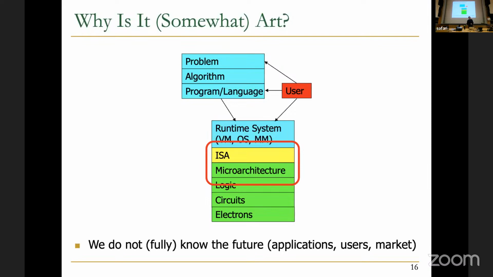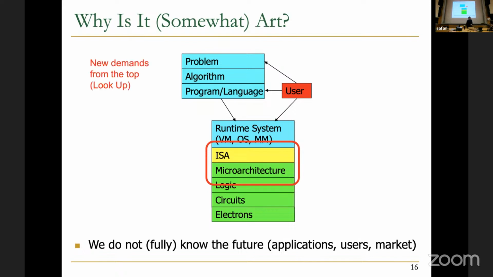Basically, we do not fully know the future. We're designing something today, and that thing is going to be used, I don't know, maybe 10 years later. There are people who are still using 20-year-old computers, or older, actually. So how can you actually make this a science completely? You cannot. Impossible today. That's where the artistic intuition of an architect really comes in.